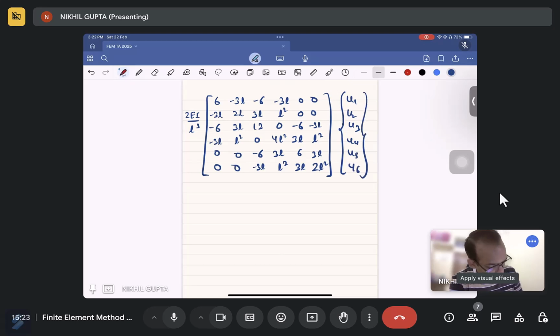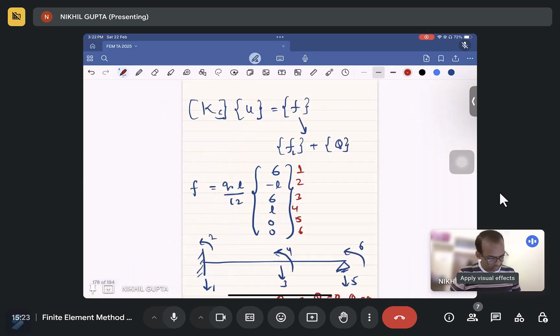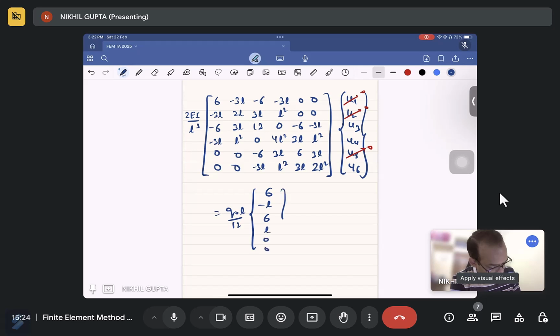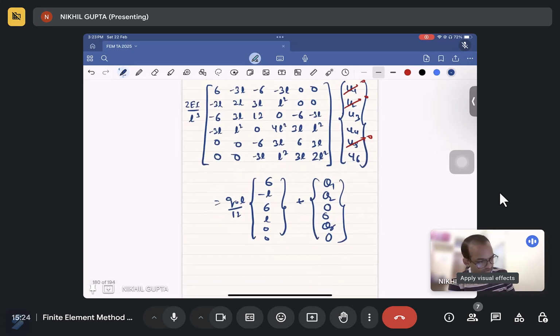Now we know from this problem that u1, u2, and u5 are 0. Okay, and in the RHS it will be q0 L by 12, 6, minus L, 6L, 0, 0, plus q1, q2, 0, 0, q5 and 0. Okay, this is the full KU is equal to F we have written. Now we know that these three are 0.